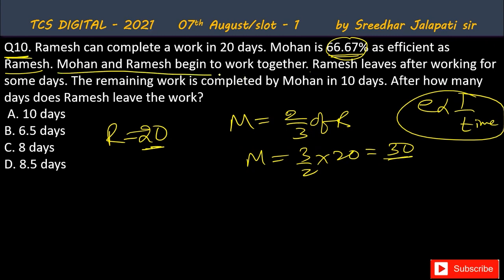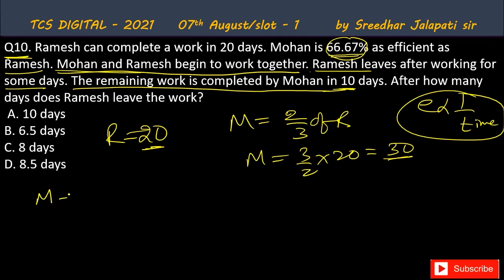Mohan and Ramesh begin to work together. Initially, they start together. Ramesh leaves after working for some days. The remaining work is completed by Mohan in 10 days. Then after how many days did Ramesh leave? So that means here the remaining work is completed by Mohan alone in 10 days.